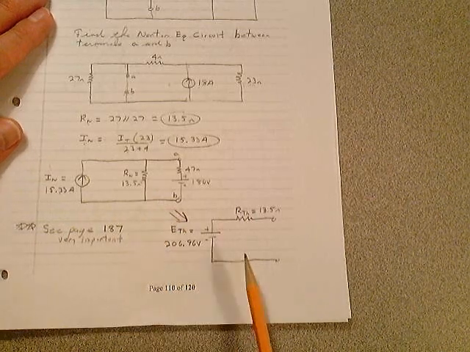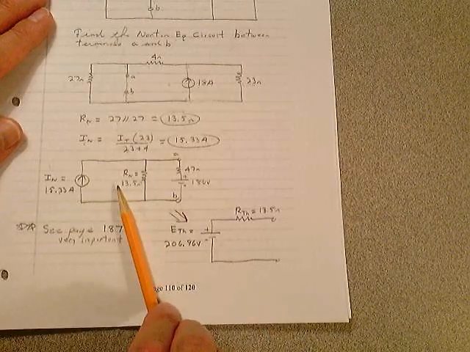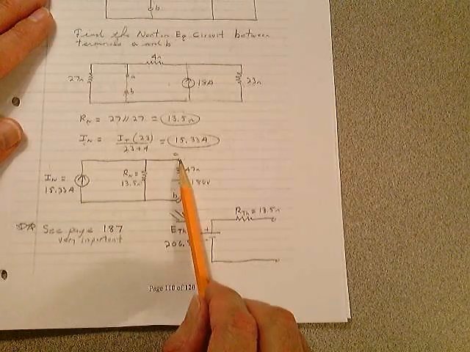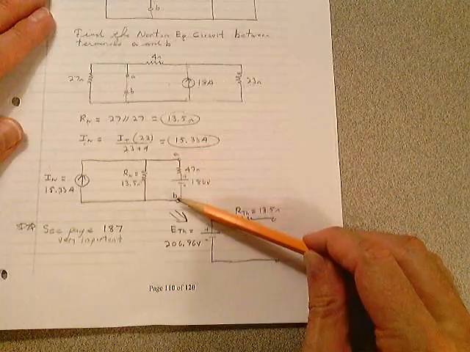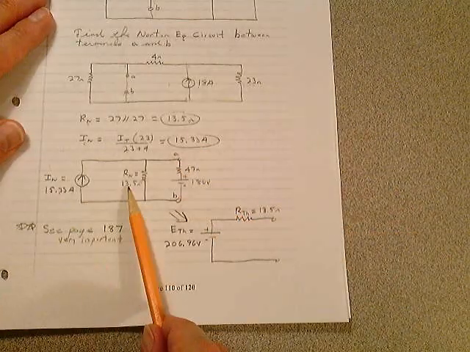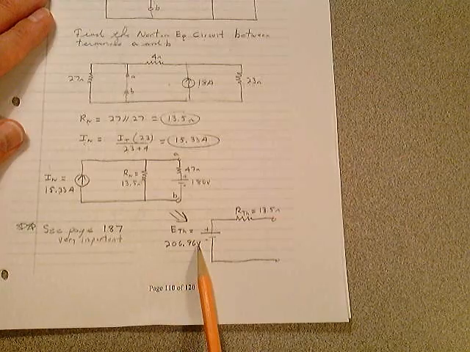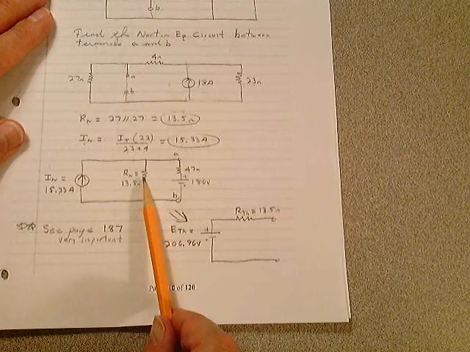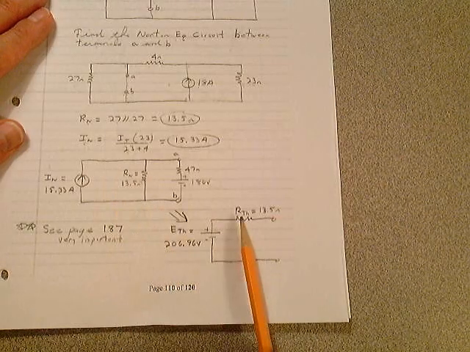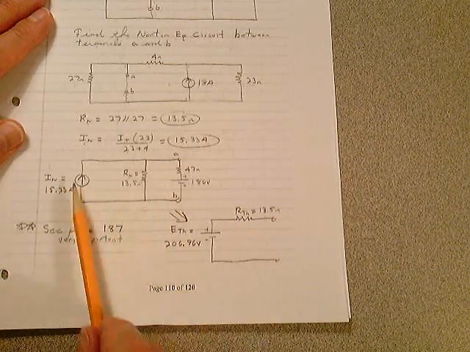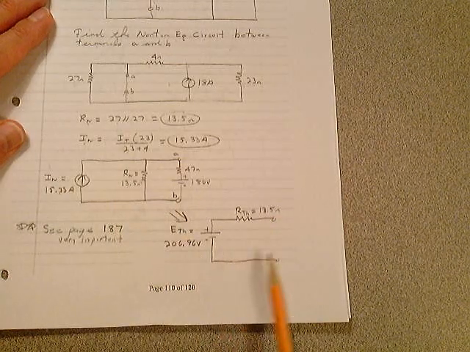So how did I end up with this Thevenin circuit from this? Between terminals A and B is an open circuit. The open circuit voltage between here and here is that current times that resistance. That's how I get 206.96 volts. And I just moved that parallel resistance up in series. I converted from this current source to this voltage source.